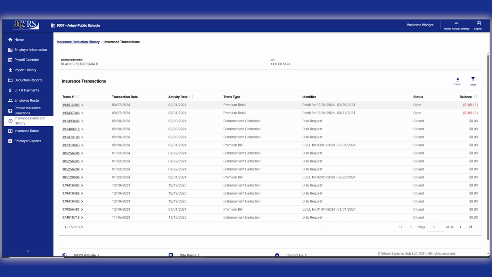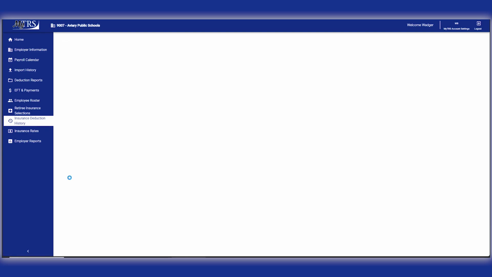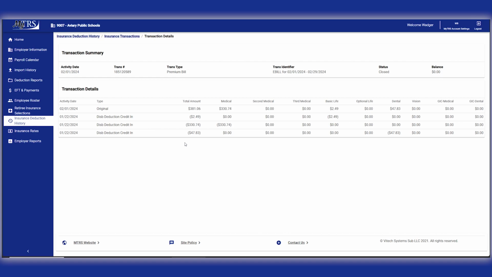And you can see that there's a balance because they're open transactions, meaning our retiree payroll hasn't processed them yet. You'll see that all of these other transactions, possibly as far back as 2014, are all closed, and that's because they've already been processed. So these are the deductions Barbara's been having all along. However, just because they're closed doesn't mean they're not viewable. If you go to any of these transactions and simply click on the link number here, you can see the history of what happened.